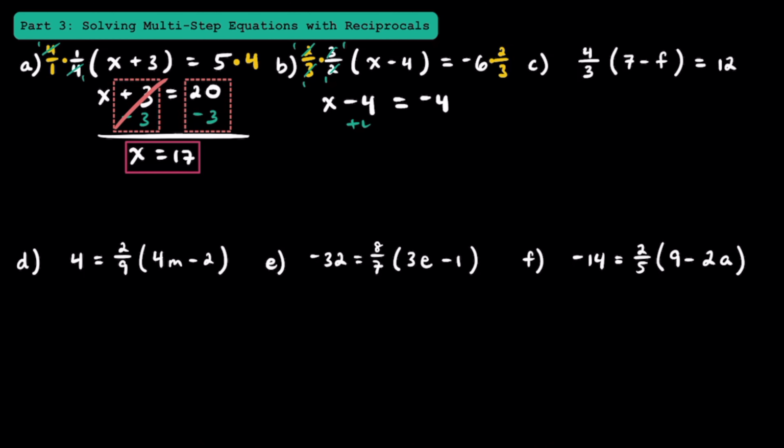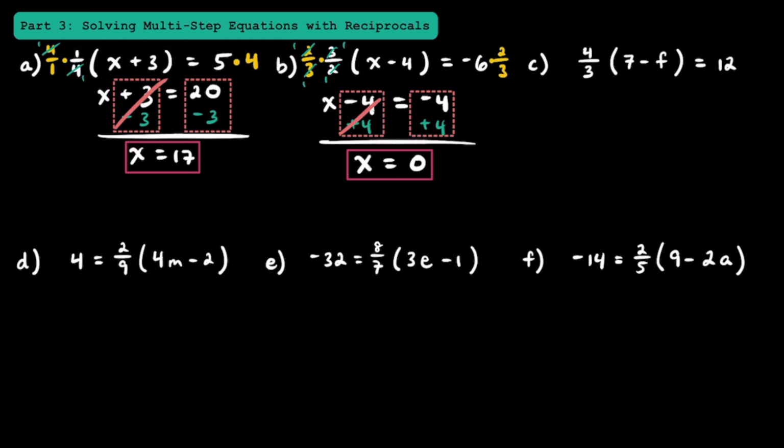Now that we just have a one-step equation, we're going to add 4 to both sides. These are opposites and are going to make 0, and these are also opposites, so they're going to make 0 as well. Our solution here is x is equal to 0. In C, we have 4/3 times the quantity of 7 minus f is equal to 12.